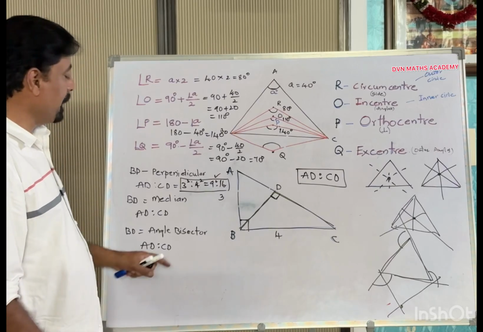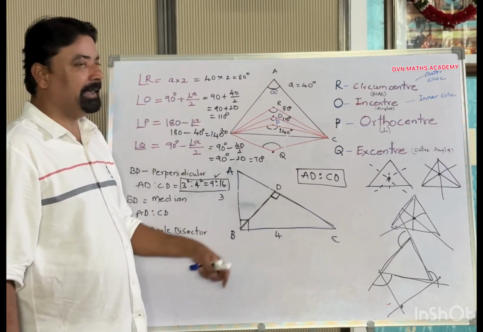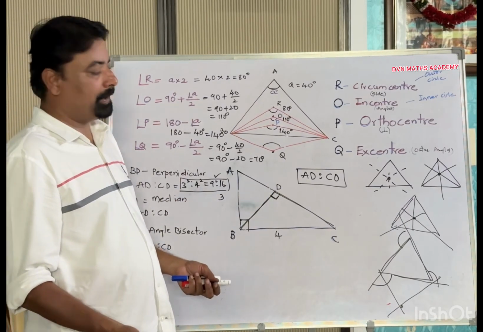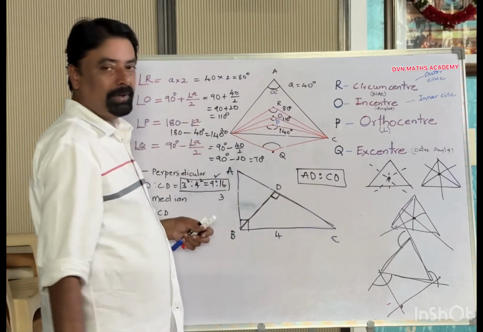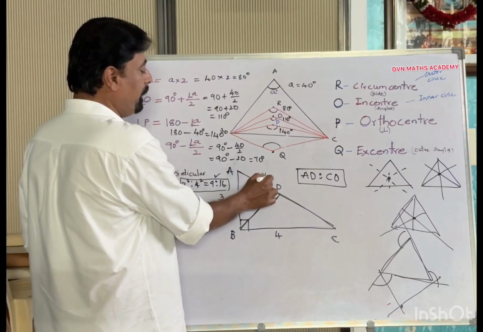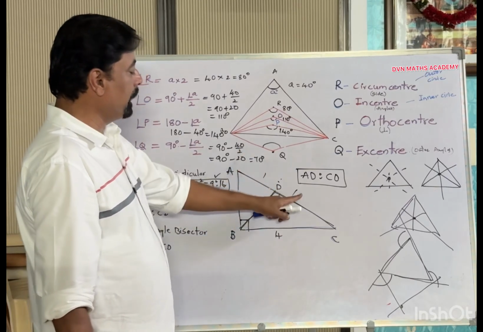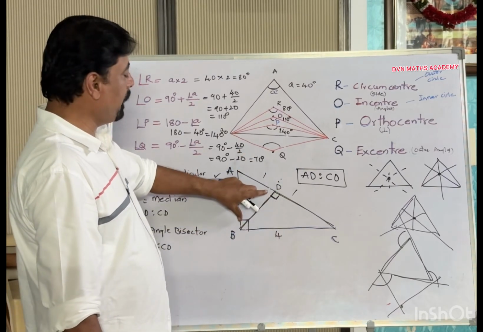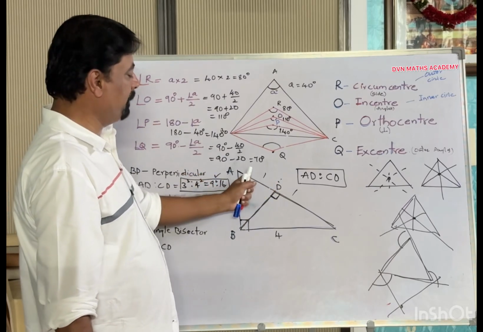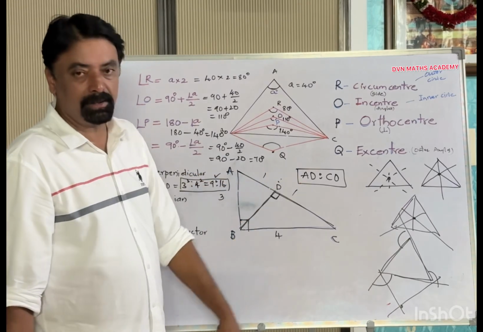In the second case, for example, BD is the median. Median means no need to think about the ratio. Median divides the side into 2 equal parts. Therefore, the ratio will be 1 is to 1. In case BD is the median, the ratio will be 1 is to 1. But they never ask about the median because everybody will say that the ratio is 1 is to 1.